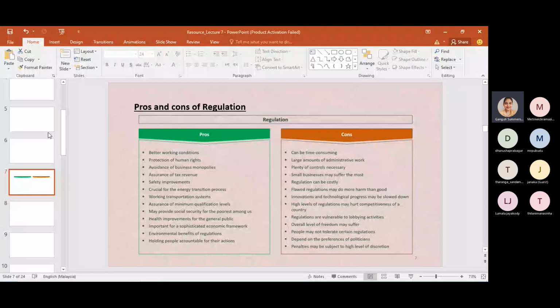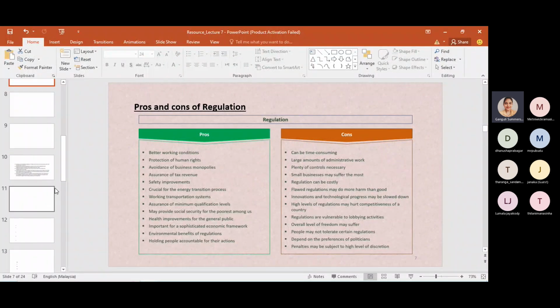Okay, so here we can learn about the pros and cons of regulation. Pros means advantages and cons means disadvantages. You guys might be thinking whether there are any disadvantages in regulation, because up to now we were discussing the importance of regulation and all the good things about it. Yes, there are some disadvantages as well. So now let's see what the advantages and the disadvantages of regulation are.